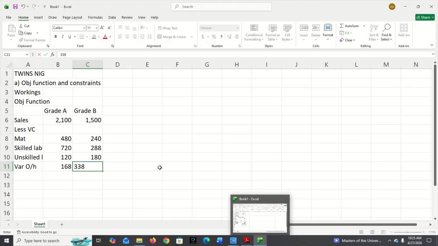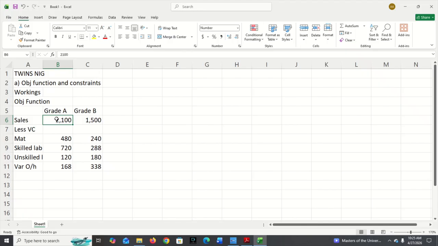So let's add up all our variable costs together, remove them from our sales to get our contribution. So this will give me a total of 1488, so minus 1488. And this will be how much? Let's add this up. This is 1046, minus 1046.